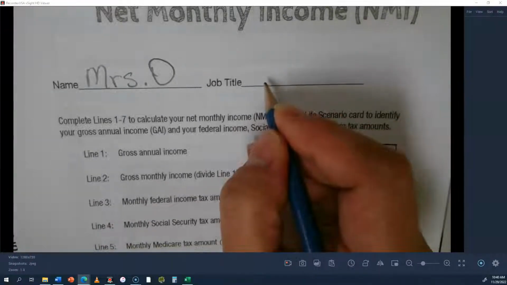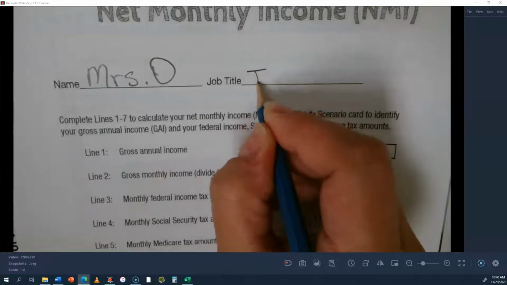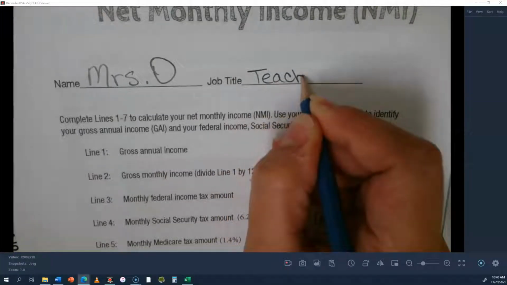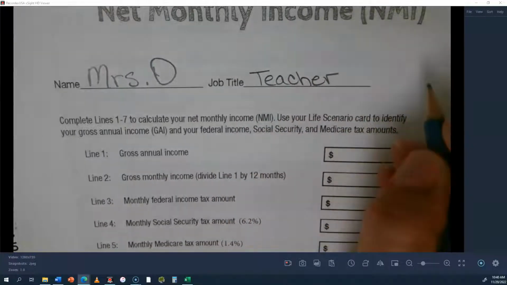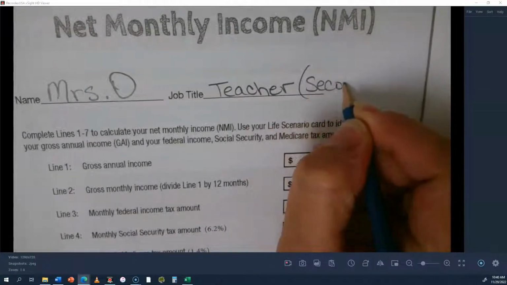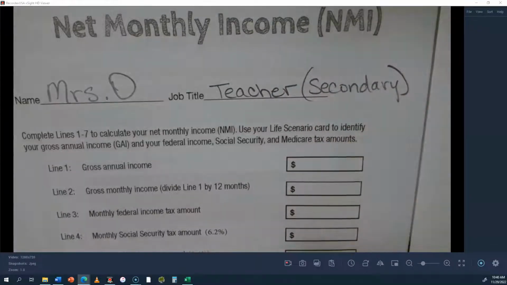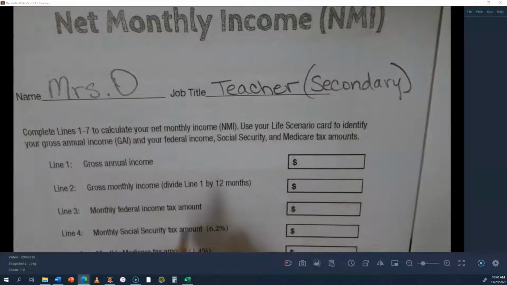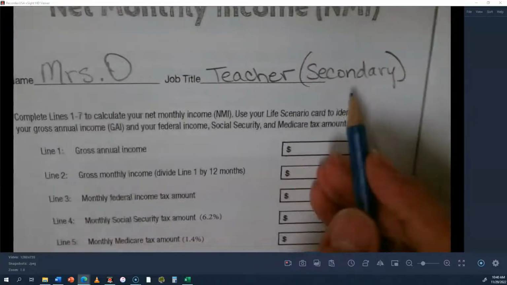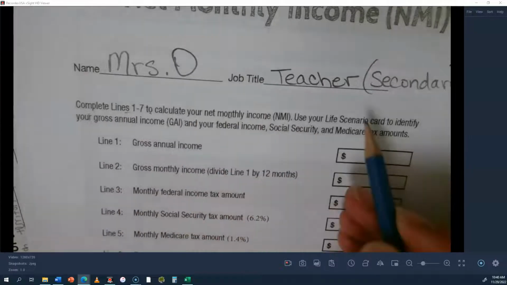For the purposes of this, I'm going to use my actual job. I am a teacher at the secondary level, which means I don't teach elementary school, but I don't teach college, right? So then, all right, it says to complete lines 1 through 7 to calculate your net monthly income.